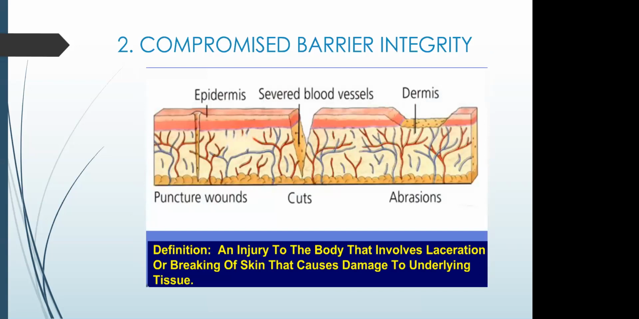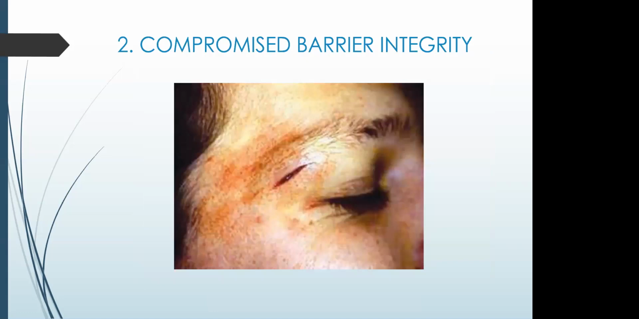Our second skin condition, compromised barrier. This could be scrapes, cuts, abrasions, lacerations, fissures, punctures, wounds, etc. Typically, it's caused by an injury or surgery. And this would be an example of a compromised barrier.